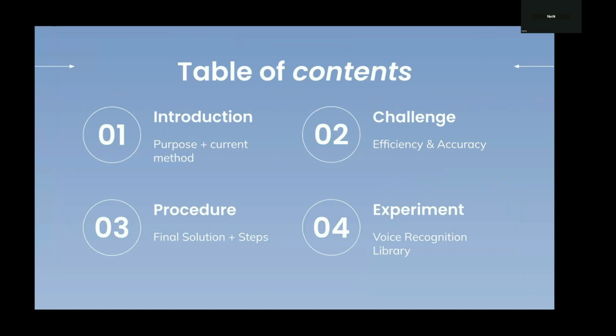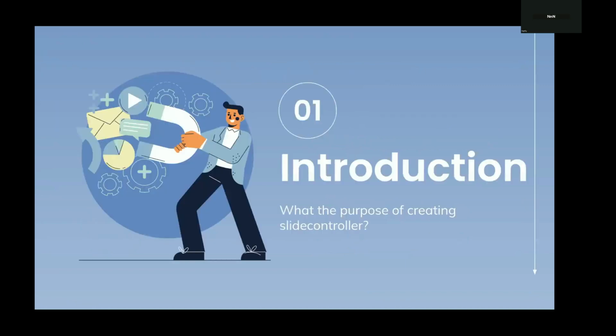First, I'll do the introduction, where I'll explain the purpose and the current methods that are already being used. Secondly, I'll explain the challenges. And third, I'll explain the procedure, which is the final solution, prototype, and the steps that I took to achieve this goal. Lastly, I'll introduce the experiments that I did to find the best solution that could solve the power problem. So first, I would like to start with the introduction.